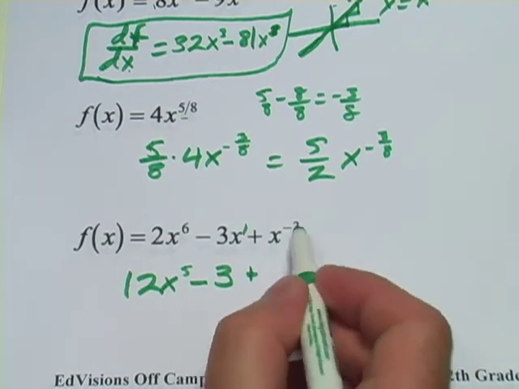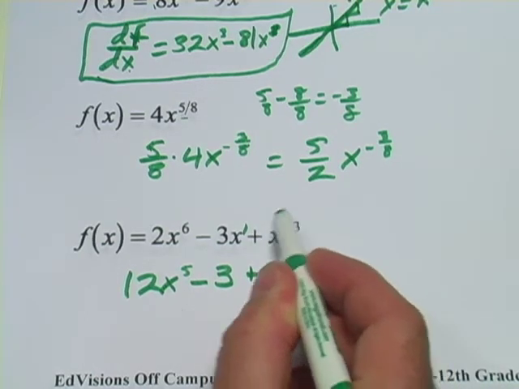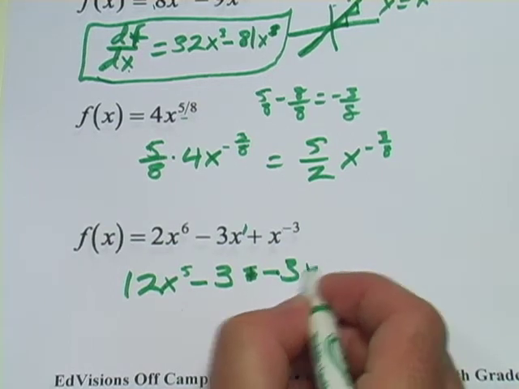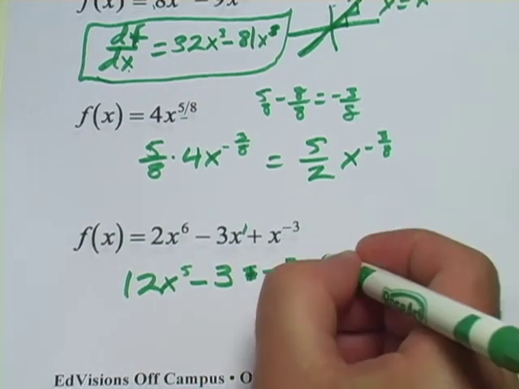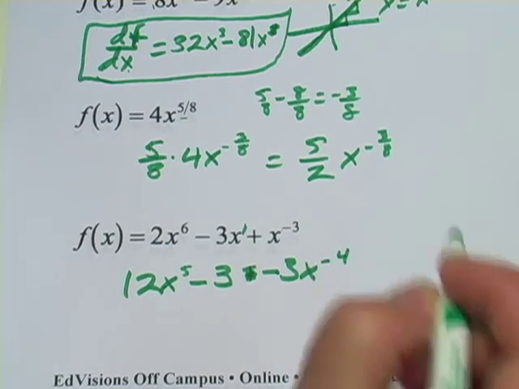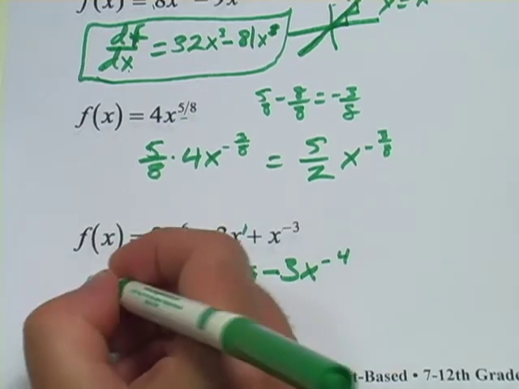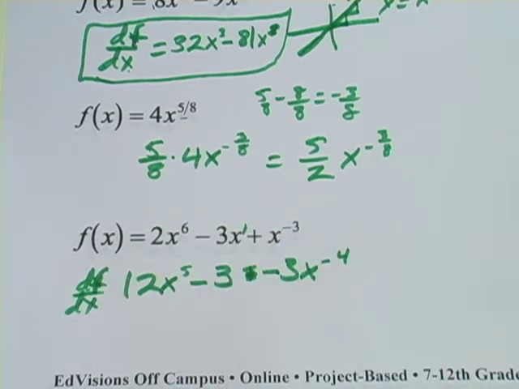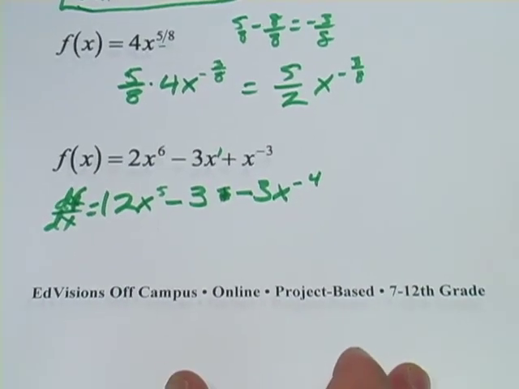And then we have x to the negative third. So I'm going to bring this down as a constant. So actually that's going to be a minus 3x. And then I have to subtract 1 from the power. So that becomes x to the negative 4 power. So that's df dx. So that's a little bit of work applying the power rule to take derivatives of polynomials.